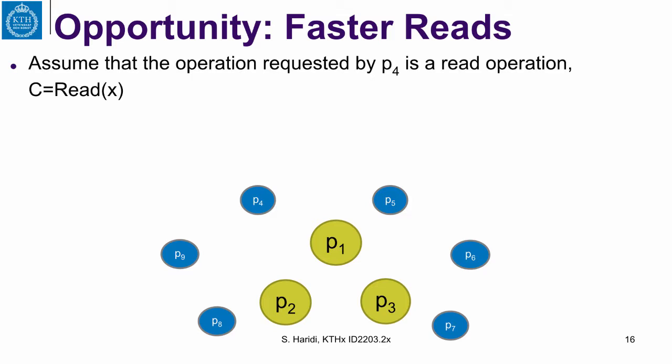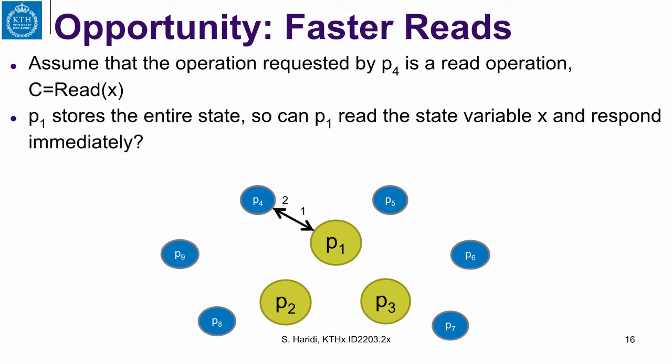So assume now the operation requested by P4 is a read operation. And because P1 stores the entire state, P1 can read the state variable X and respond immediately. So here's a situation where P4 sends a message 1 to P1, and P1 sends back a response to P4. 2 communication steps. That is great.